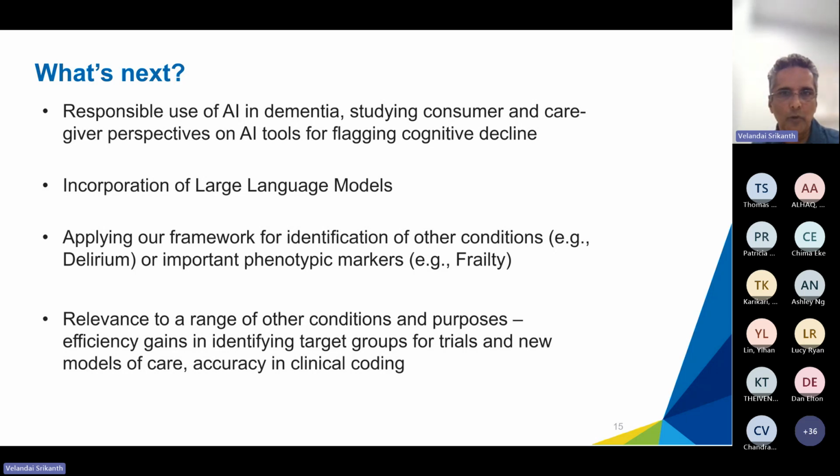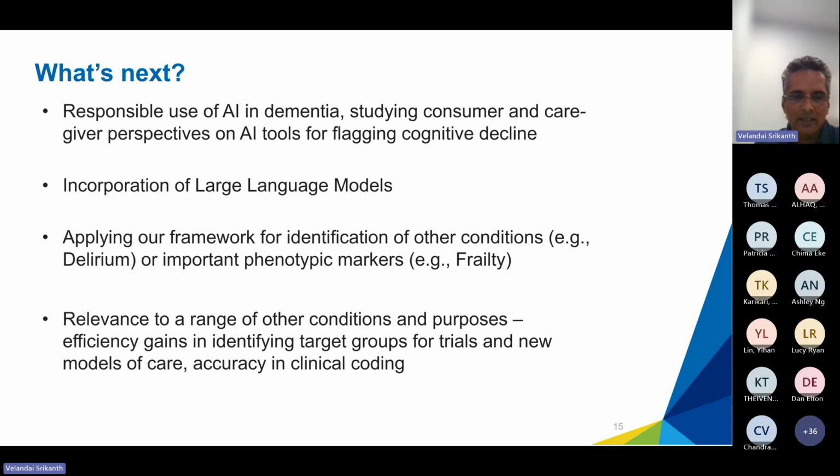So we're trying to then move on to understanding what patients, the consumer, or their caregivers think about using these tools for flagging cognitive decline. What are the downstream yeses and nos and pathways that we might construct? We're then looking at incorporating large language models into this process, and then applying a similar framework for identifying other conditions within our platform. For example, delirium, frailty, these are important alerts that have implications for clinical care.